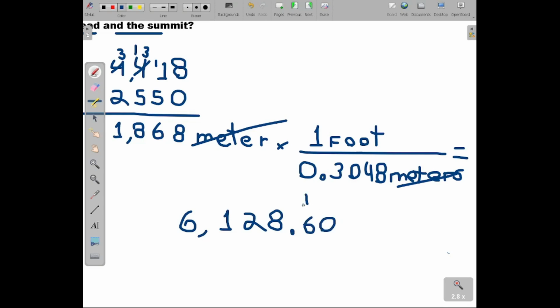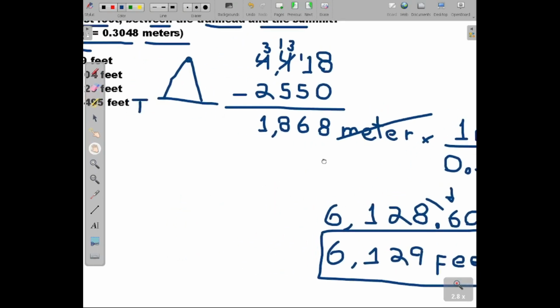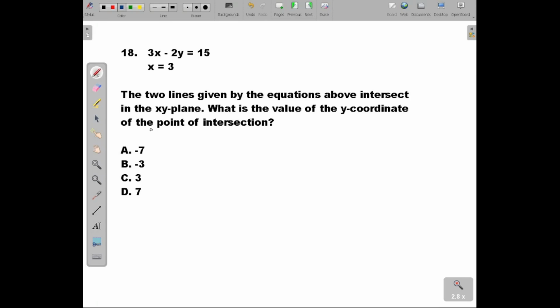Now since the tenths digit is 6 and is greater than 5, we can round it. The number rounded is 6,129 feet. The right answer is C.